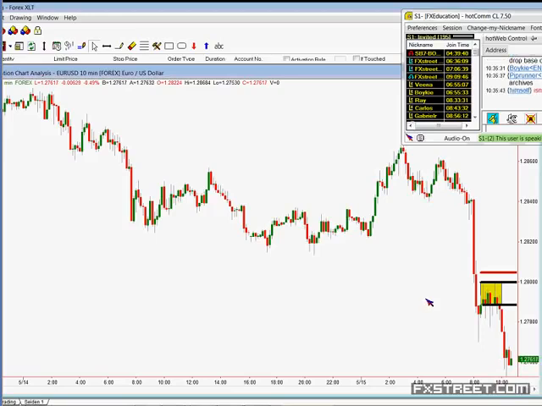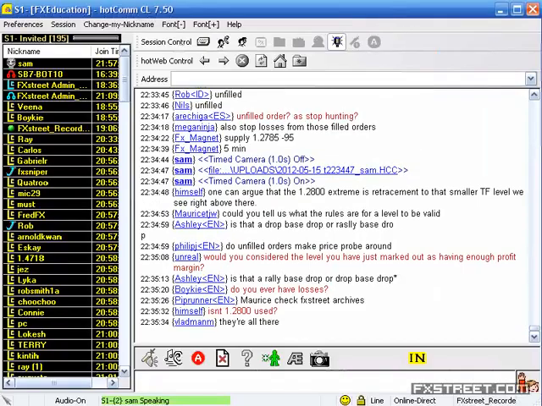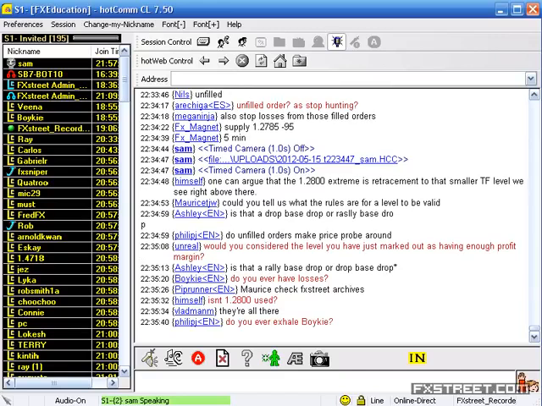Yeah, Boyke, when you're trading, absolutely you should have profits and losses, and one should not affect you any more than the other. Absolutely. And that's the beauty of trading.